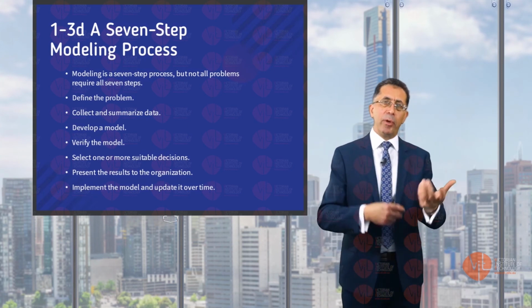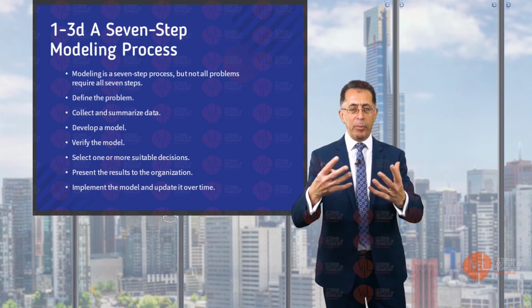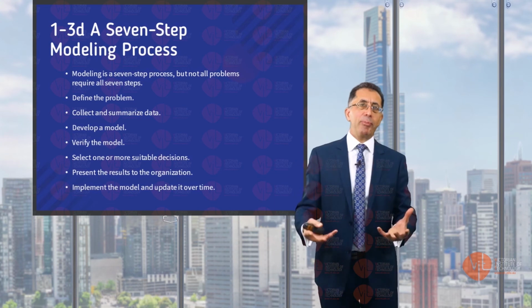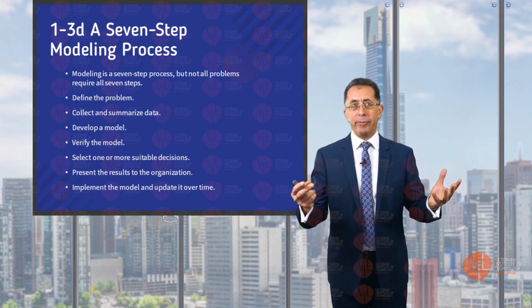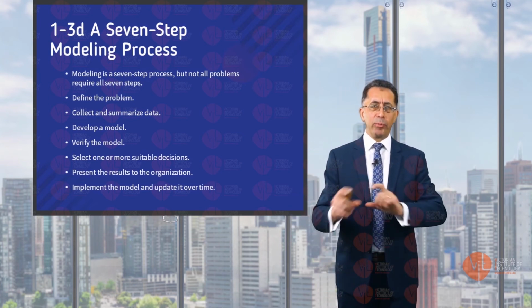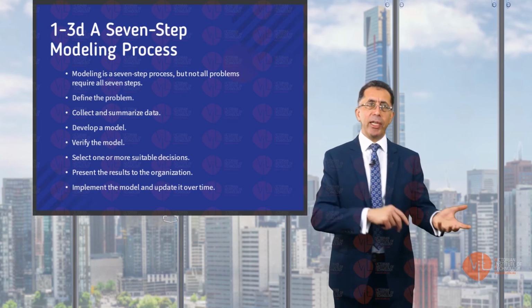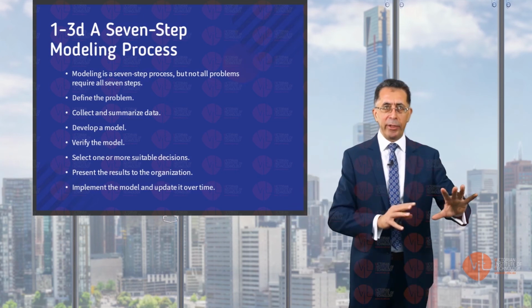How do we develop the model? You might develop a model and then you change it or improve it or adapt it or throw it out and start all over again. How do you verify it? How do you verify that the model is right? You have to test it and retest it. How do you select one or more suitable decisions? What is the best one?